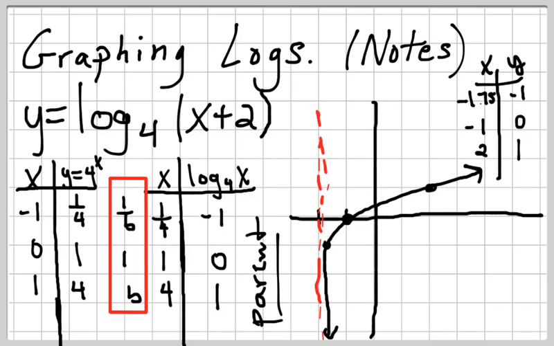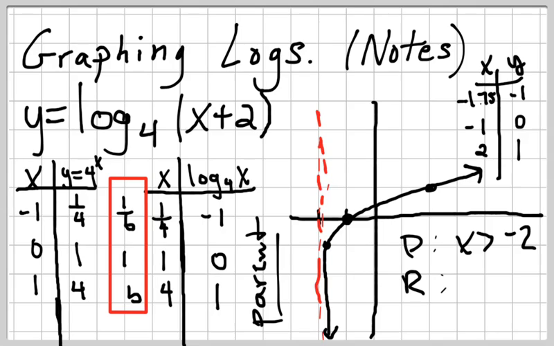Let's talk a little more about this. What's the domain of this? It's all numbers greater than negative 2, not equal to, because that asymptote prevents it from being equal. In this case the domain would be x is greater than negative 2.